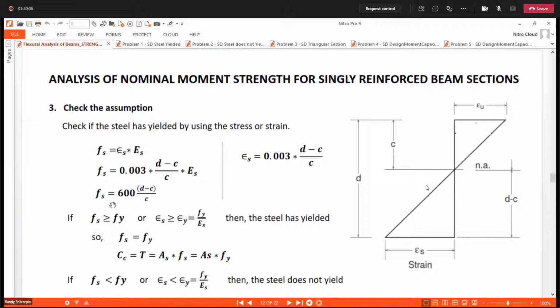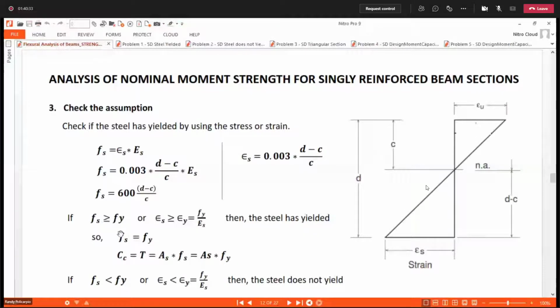Saan mo gagamitin ito? Gagamitin mo ito kapag hindi nag-yield ang steel mo. Hindi nag-yield yung steel. Kasi pag nag-yield ang steel mo, Fy automatic yung Fs mo. Kaya itong formula ng Fs na to, gagamitin mo to kapag hindi nag-yield.